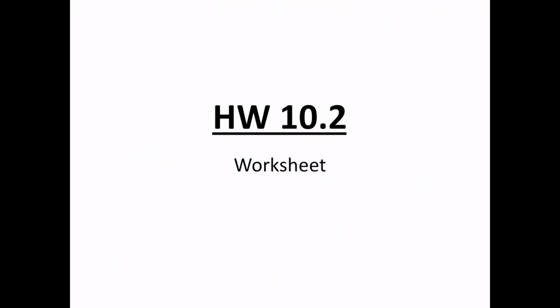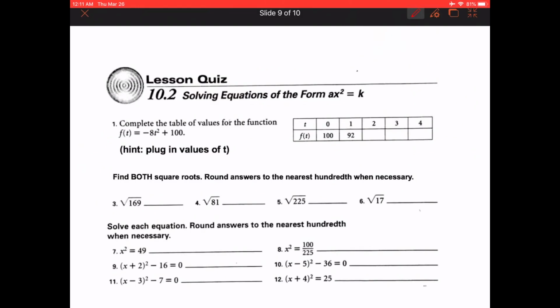And there we go. That is our lesson for 10.2. Here is our homework. You can find this on Google Classroom. You have these 12 questions. Please make sure you read the directions carefully. For example, here in numbers 3 through 6, they are asking for both square roots and making sure we're rounding to the nearest hundredth, so to 2 decimal places when necessary.